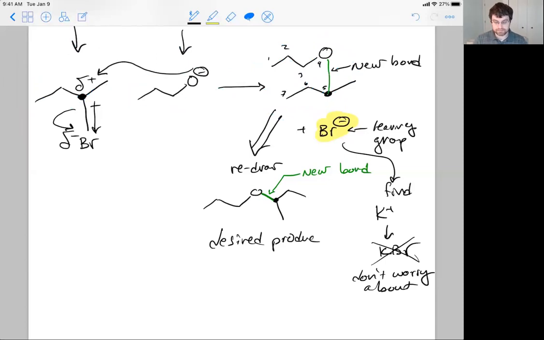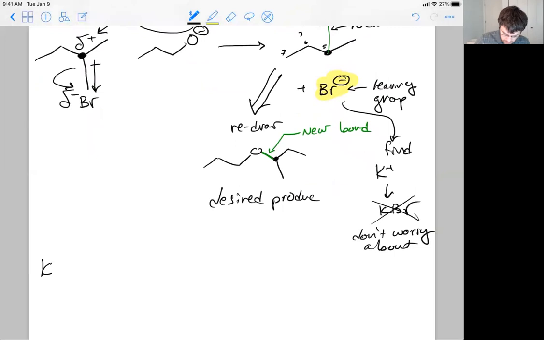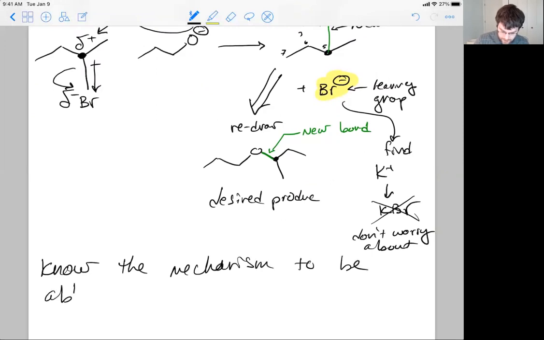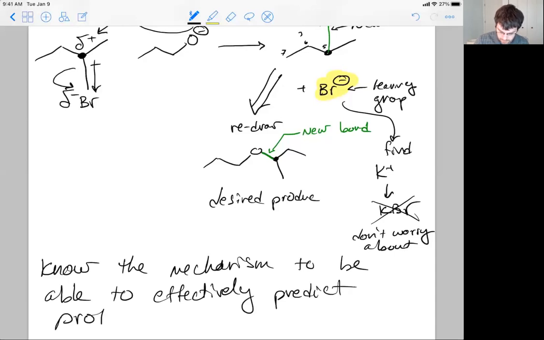Okay, so that is the SN2 reaction, its mechanism, and how we use that mechanism to understand what products are being formed. Now, what I can't emphasize enough is we want to know the mechanism to be able to effectively predict products. Now, what I should do is draw generally, using the Rx and the nuke minus, those frameworks so that you can see what the mechanism generally is on the following page.